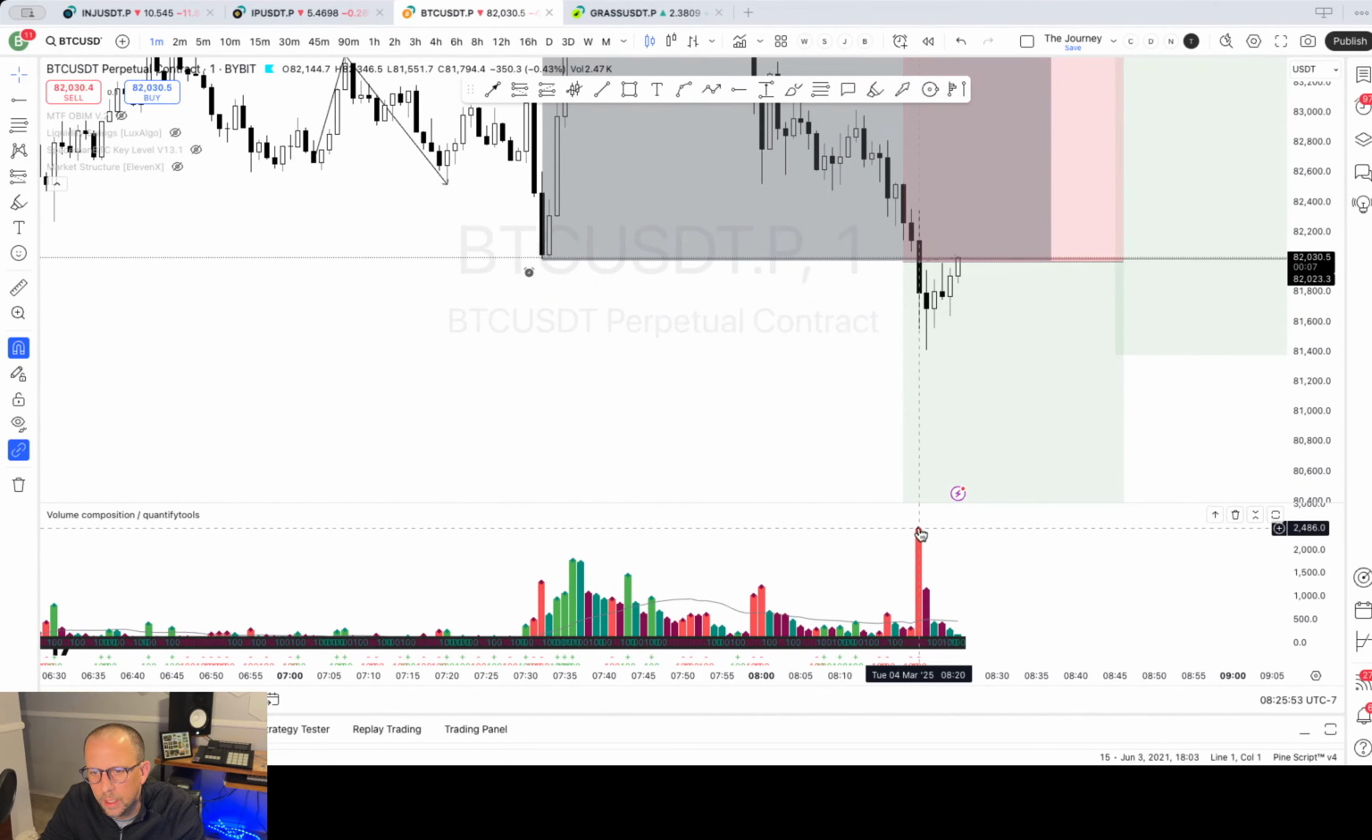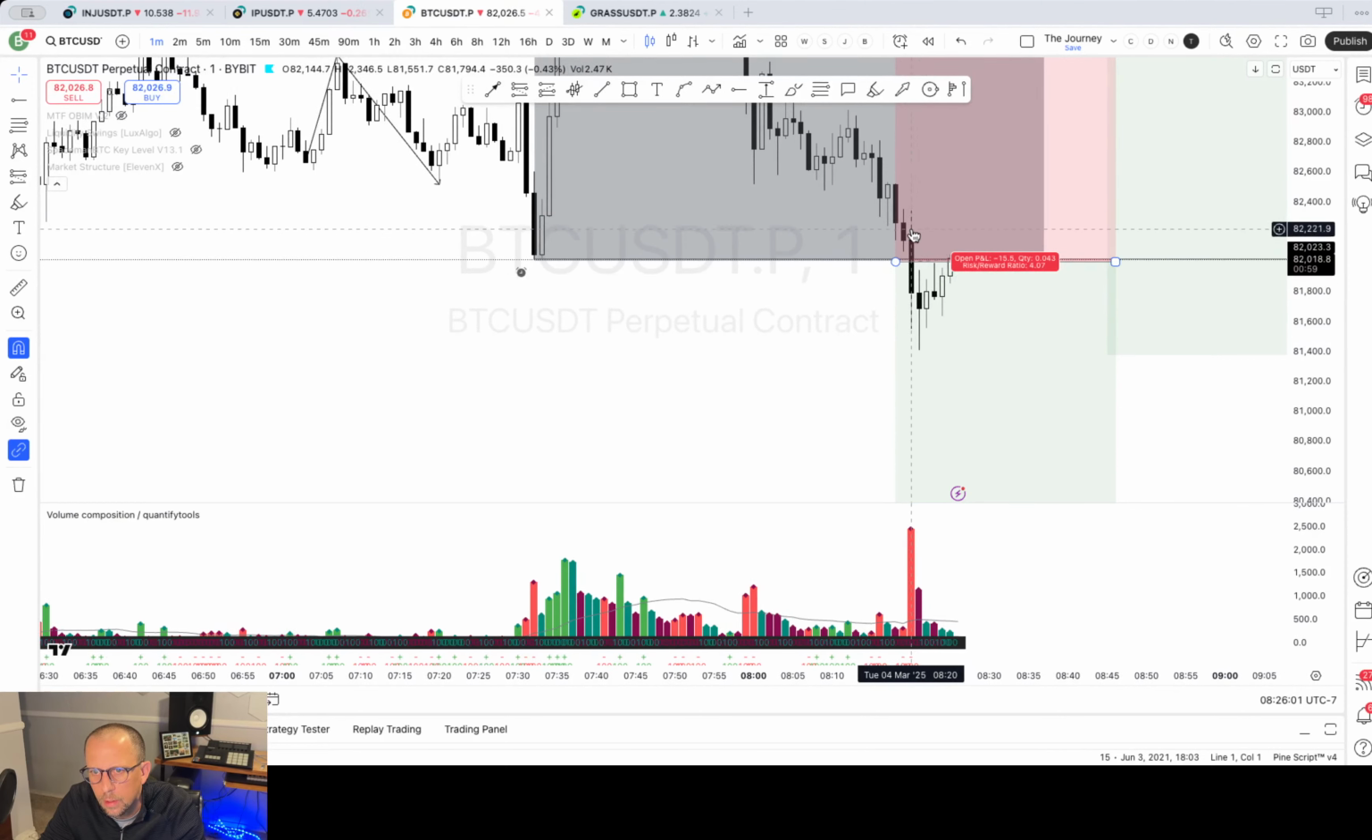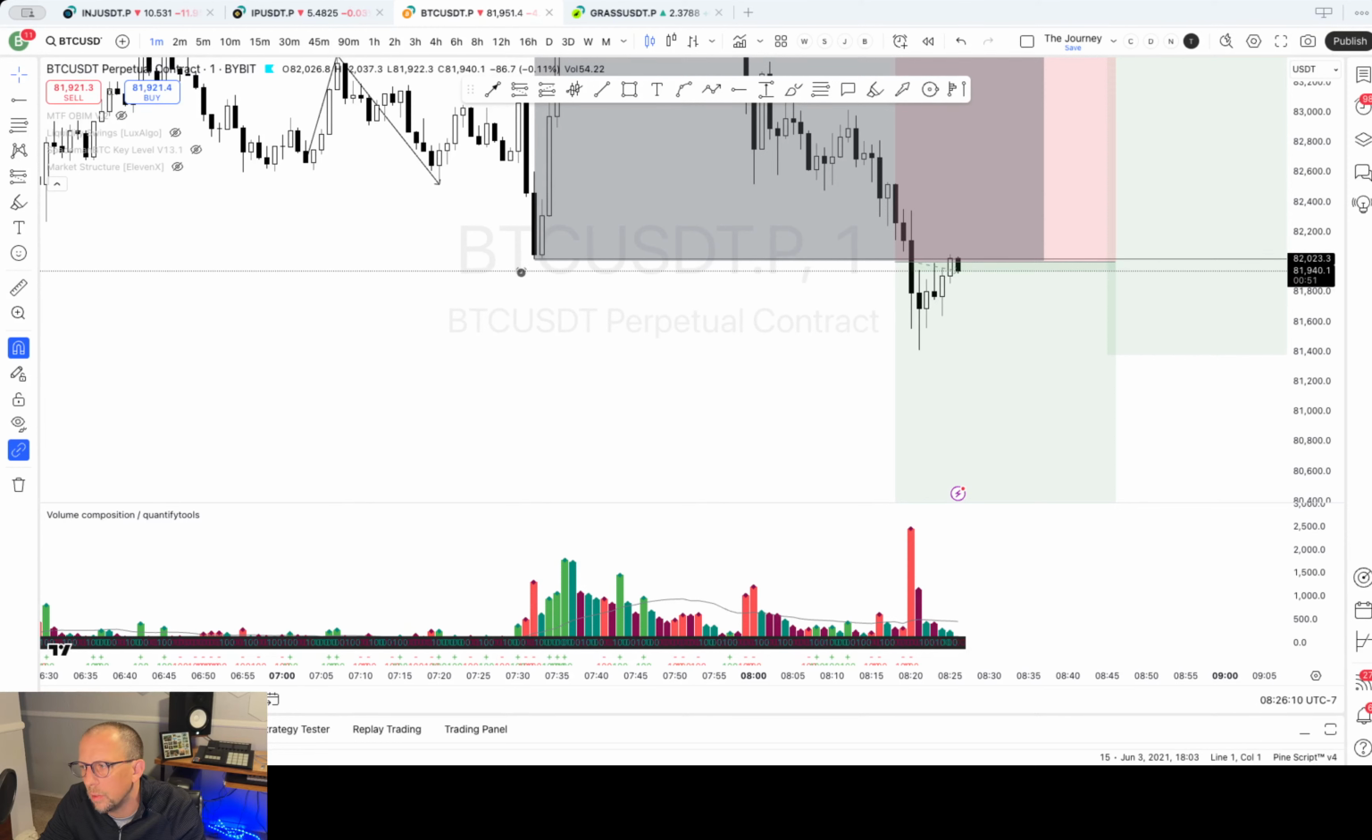For me, it's not going to make a ton of sense to bullishly engulf this 2,500 Bitcoin short that exists inside of this candle right here. I don't think it makes sense to engulf those. So I prefer to short here.